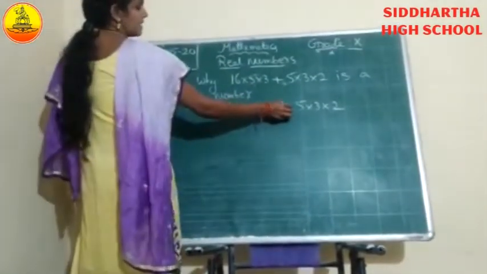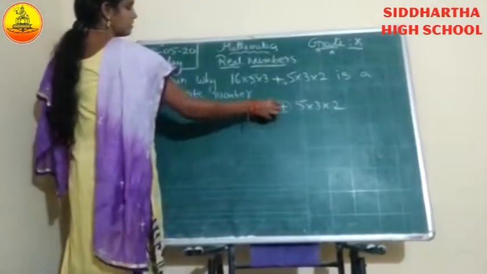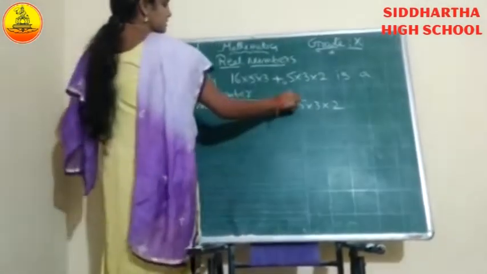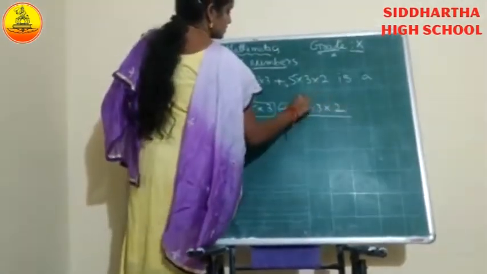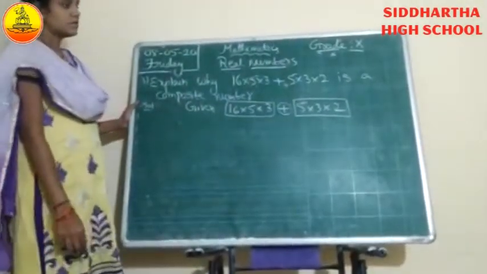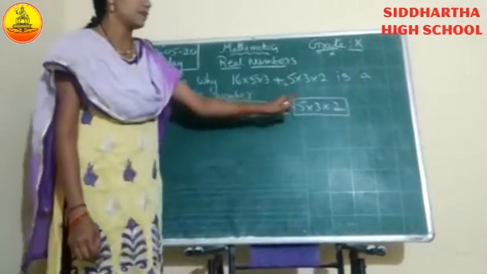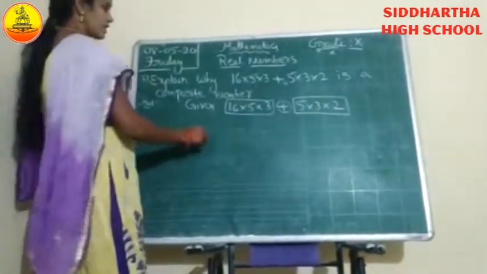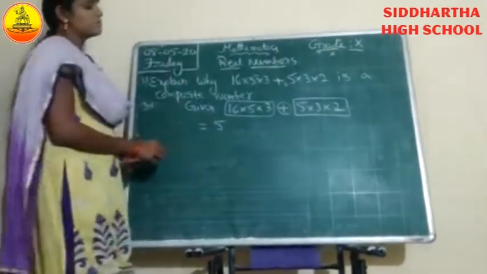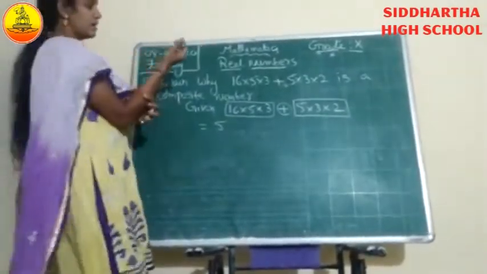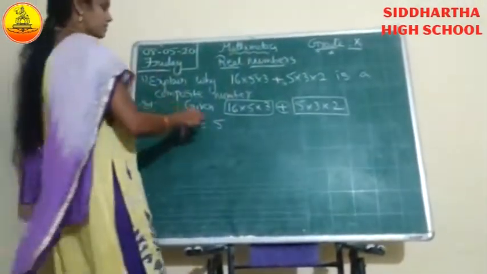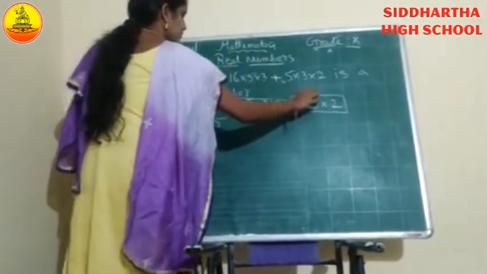Whenever the plus or minus symbol is there, you have to take everything before it as one term. After the plus, we take this one as another term. In total, we have two terms here. In these two, what is common? 5 is present in both. Here also 5 is there, here also 5 is there. So 5 is common.